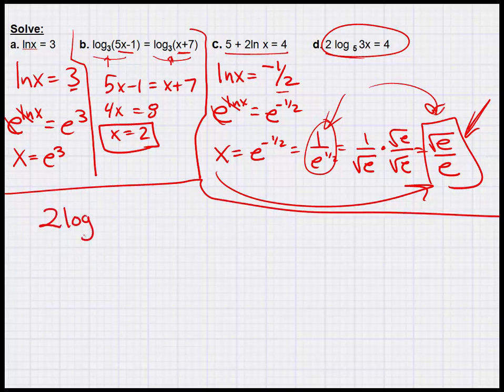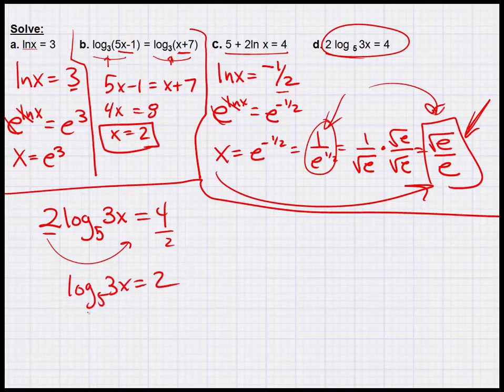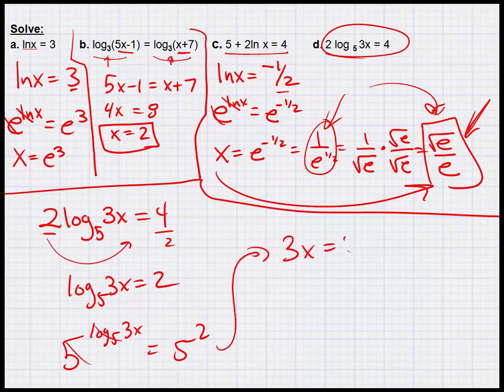2 log base 5 of 3x equals 4. The log's not by itself. I've got to get rid of this 2, so I'll move it over by dividing. So then I get log base 5 of 3x equals 2. Now I want to get rid of the log, so I'll do 5 to the log base 5 of 3x equals 5 to the second. Do it on both sides. That then gives me, these cancel, 3x equals 25. So x equals 25 over 3.